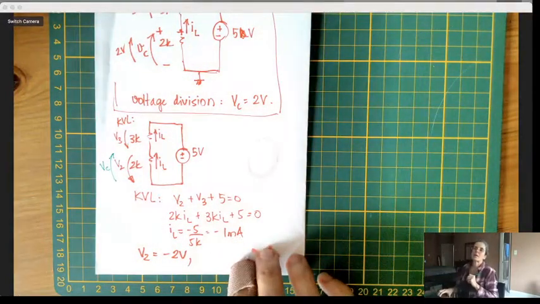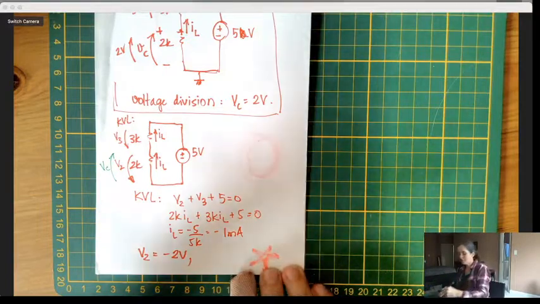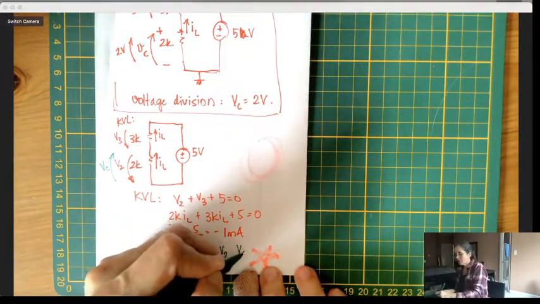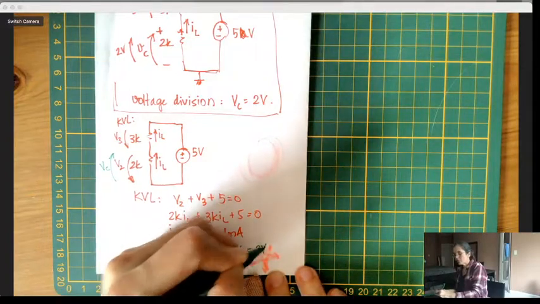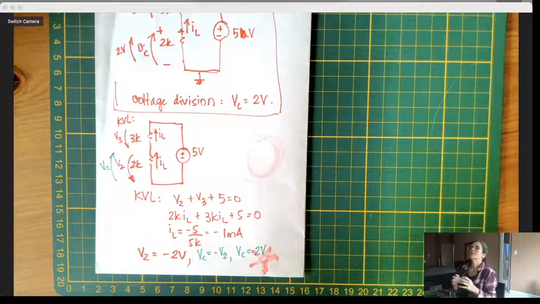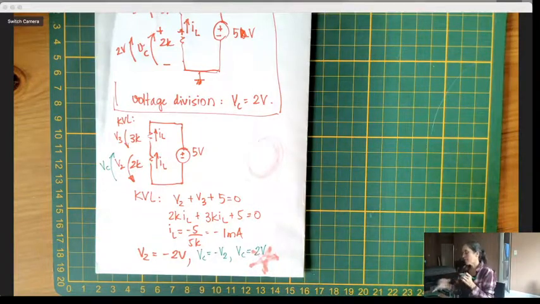VC is pointing up while V2 is pointing down. So VC is minus V2. So VC is 2 volts. So hopefully this helps with the 2 volts and the minus 1 milliamp. I'm recognizing I didn't do the IL on that one. Okay.